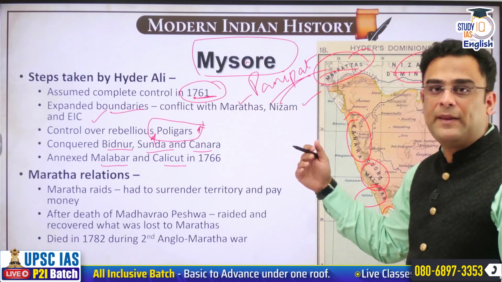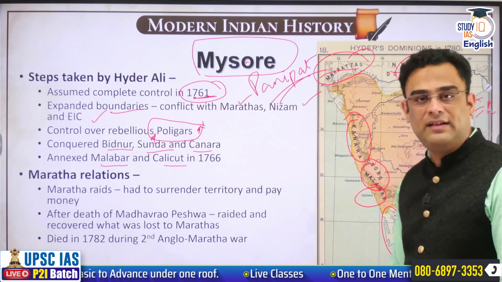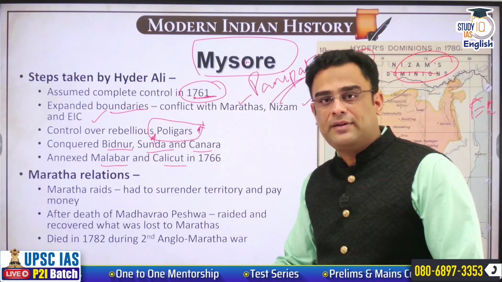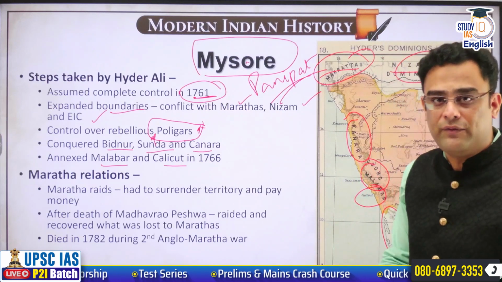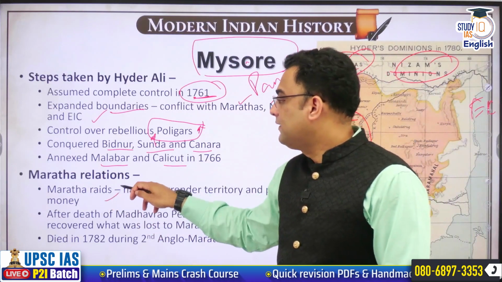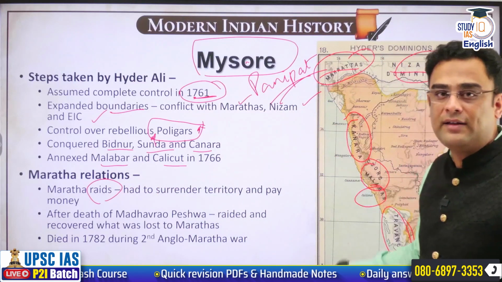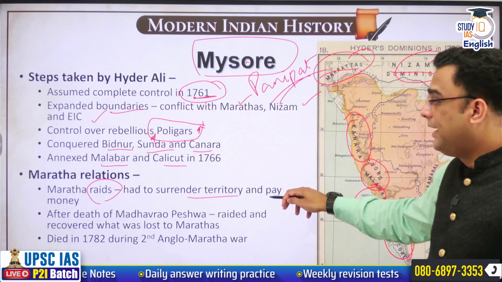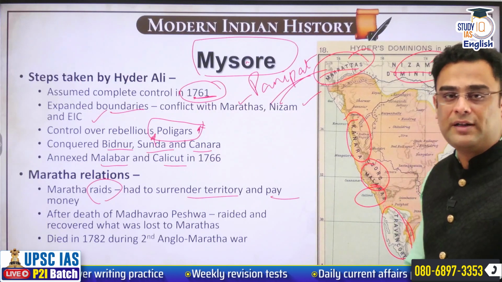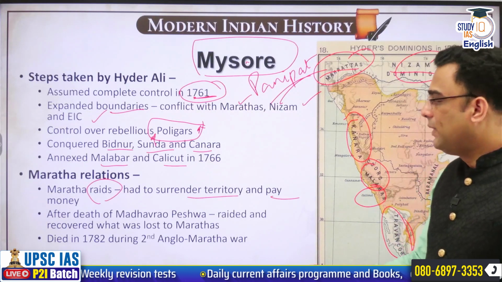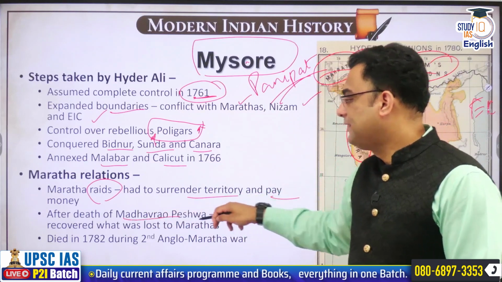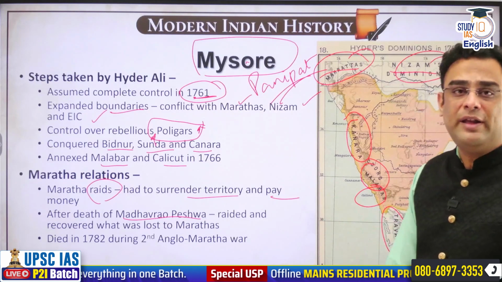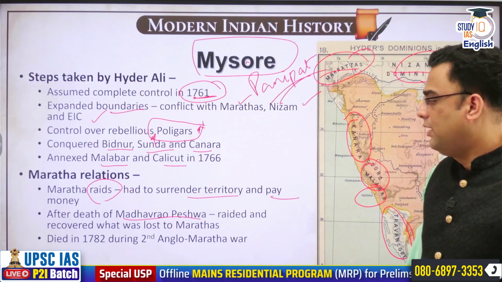In this process, the Marathas naturally saw Hyder Ali as a threat, and under Savai Madhav Rao, after the third battle of Panipat, when the Marathas start to revive, during those times, the Marathas raided territories of Hyder Ali, and Hyder Ali had to surrender a lot of Mysorean territory, pay a lot of money also to the Marathas to buy peace from them. But once Madhav Rao Peshwa passed away, after that Hyder Ali felt strong enough and he recovered many of these areas back from the Marathas.